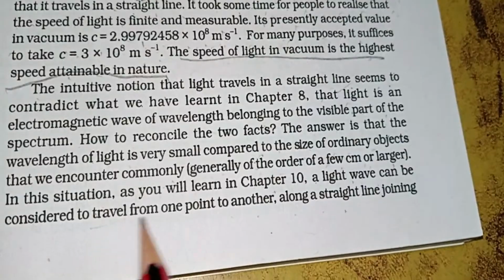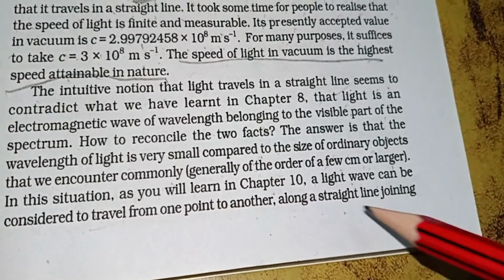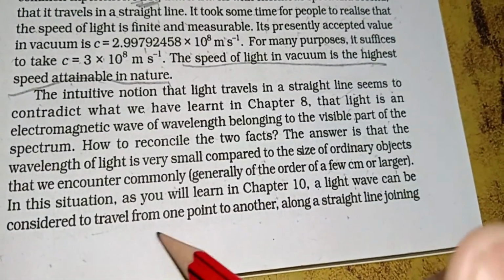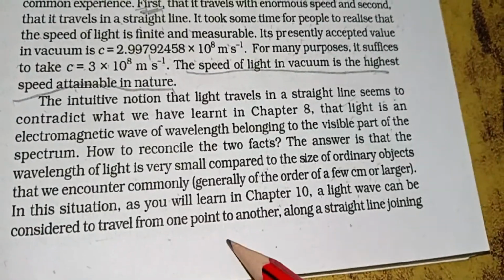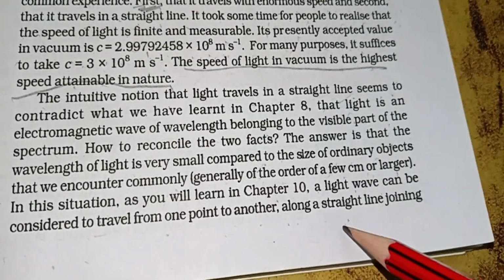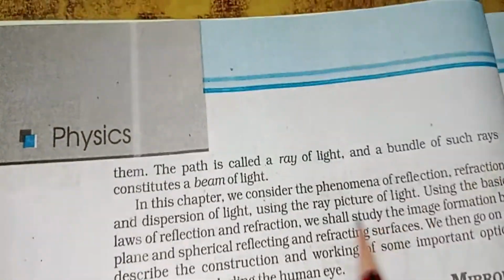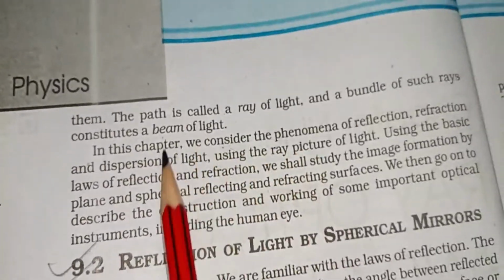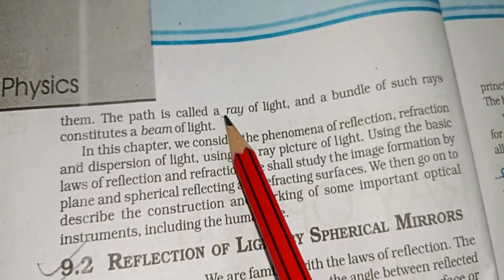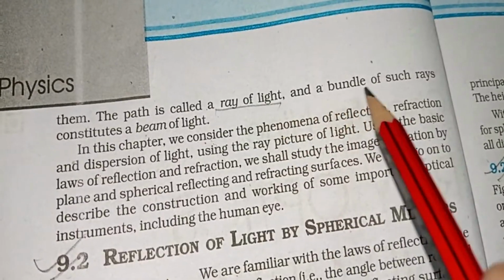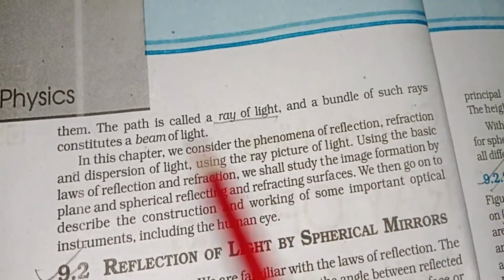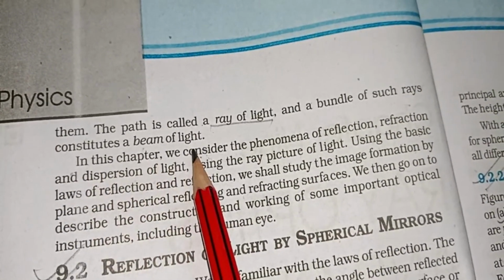In this situation, as you will learn in chapter 10, a light wave can be considered to travel from one point to another along a straight line joining them. This path is called a ray of light, and a bundle of such rays constitutes a beam of light.